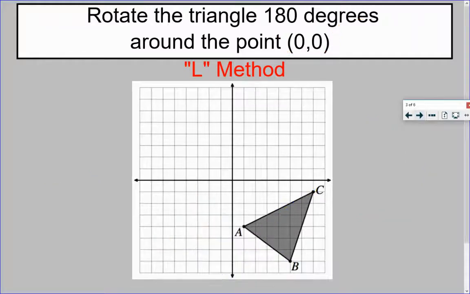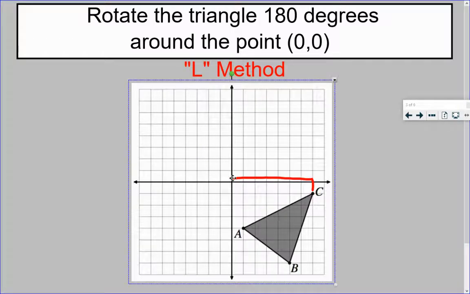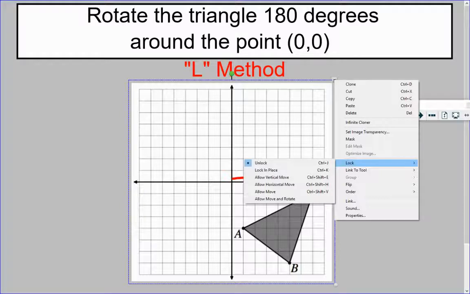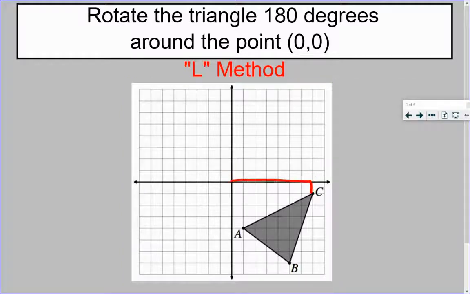Let's try another one. This one again is around 0, 0. 180 is my favorite one. So I'm going to do C first again because that's the one I like. Remember, I am rotating the L 180 degrees. So what happens when I rotate it 180 degrees? When I rotate that L, there's 90, there is 180, but I have to have my center of rotation at 0, 0. So that's where it's going to end up, and I'm going to put my C prime there.